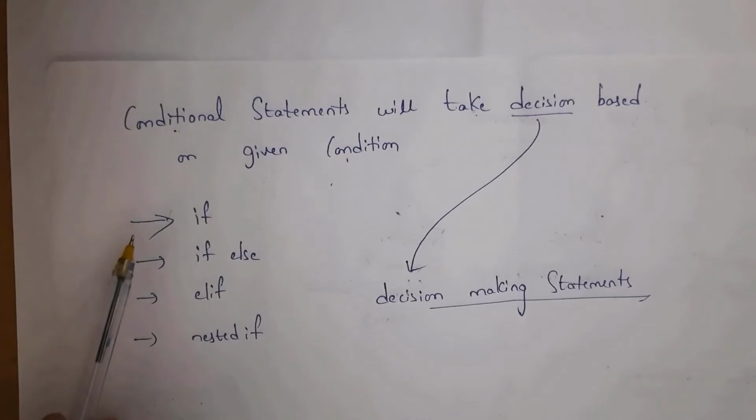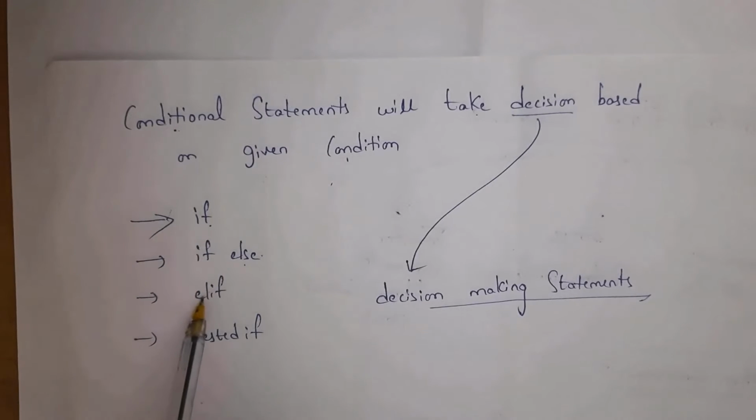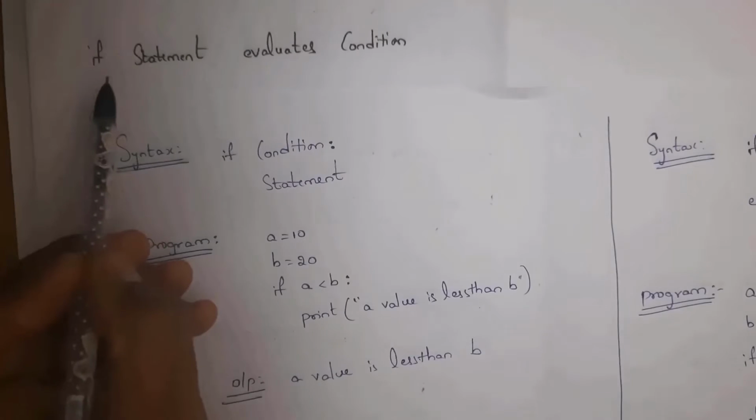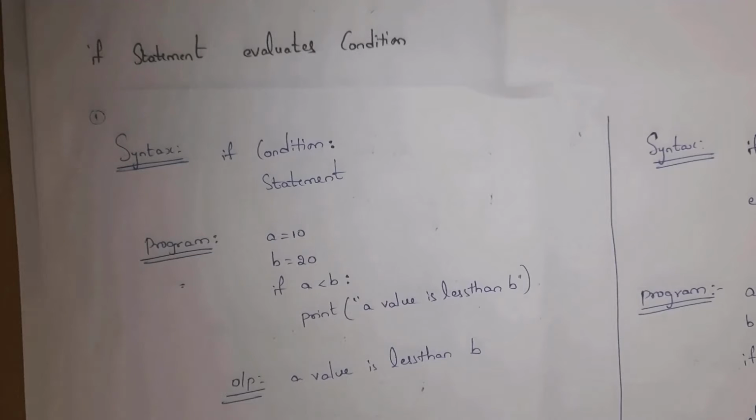Conditional statements in Python are classified into four types. They are if, else, elif and nested if statements. I will explain each of them by giving an example. The if statement evaluates a condition. That means if the condition is true, then whatever statements are written inside if will be executed. And if the condition is false, whatever statements are written inside if will not be executed.